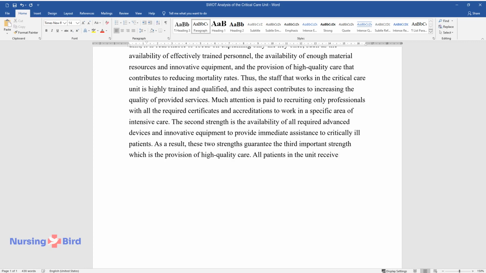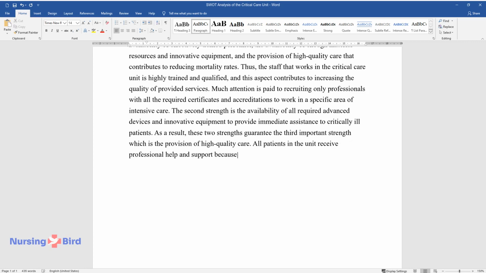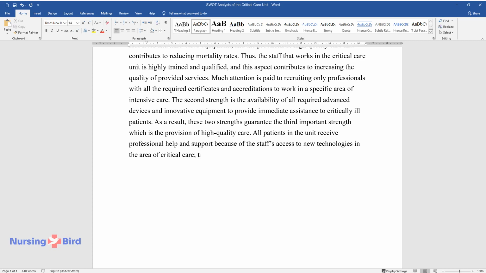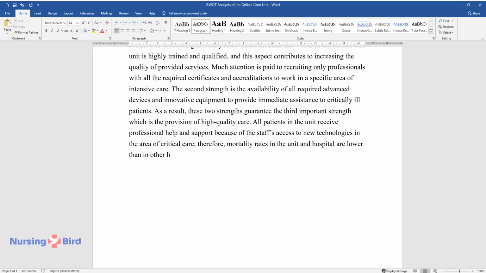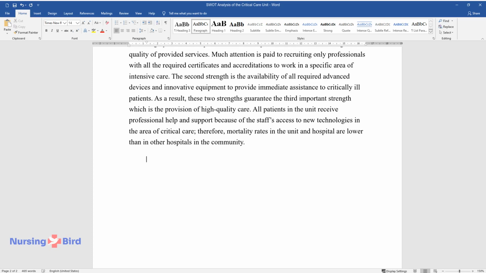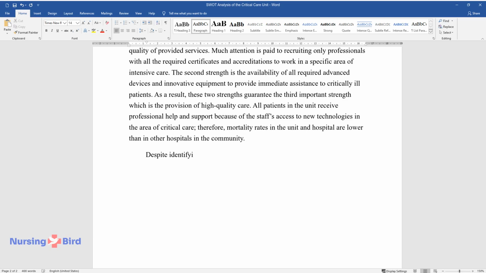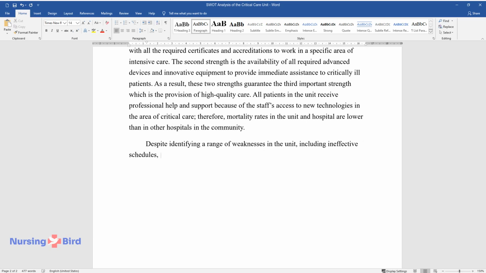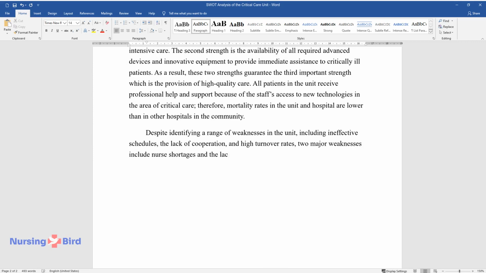All patients in the unit receive professional help and support because of the staff's access to new technologies in the area of critical care. Therefore, mortality rates in the unit and hospital are lower than in other hospitals in the community. Despite identifying a range of weaknesses in the unit, including ineffective schedules, the lack of cooperation, and high turnover rates, two major weaknesses include nurse shortages and the lack of educational and in-service training for the staff.